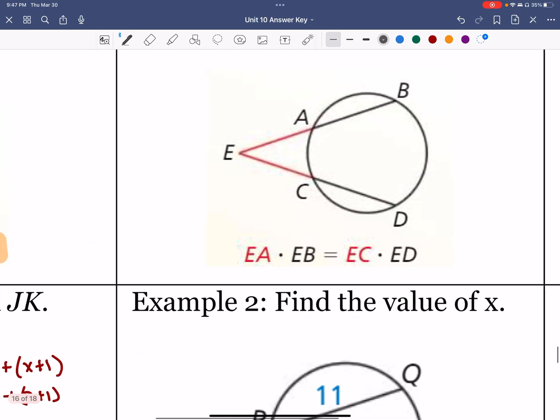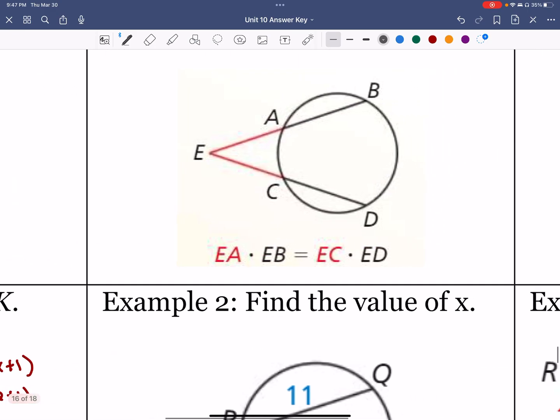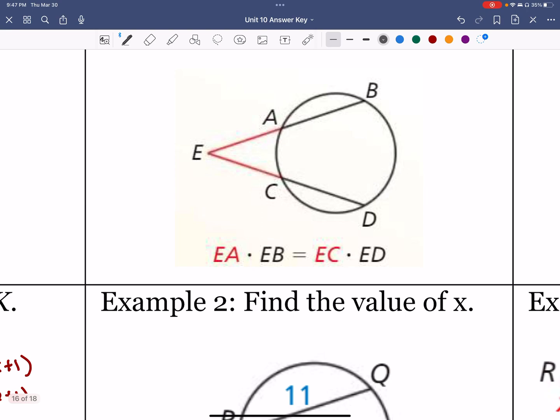So coming over here, I have two secant lines now. And again, I'm going to go ahead and give these letters. So this is going to be W and X here. This is going to be Y and Z here. And this is just going to help me identify that information that I need to find.